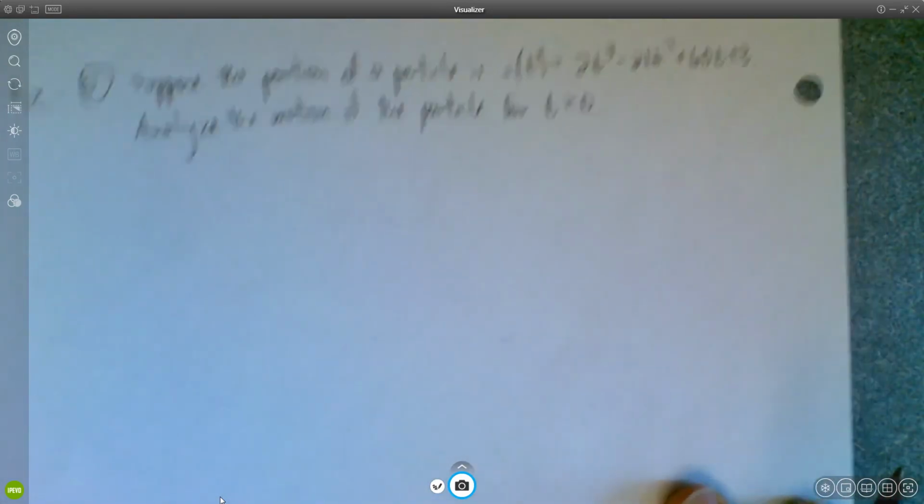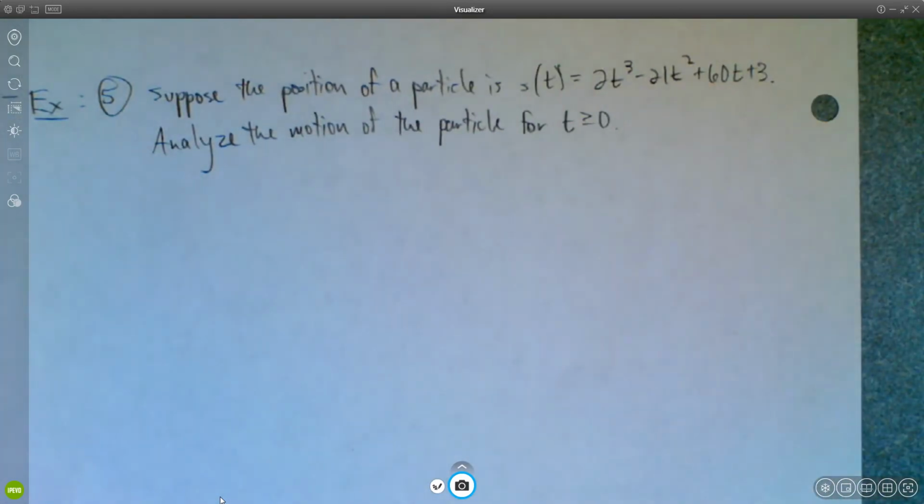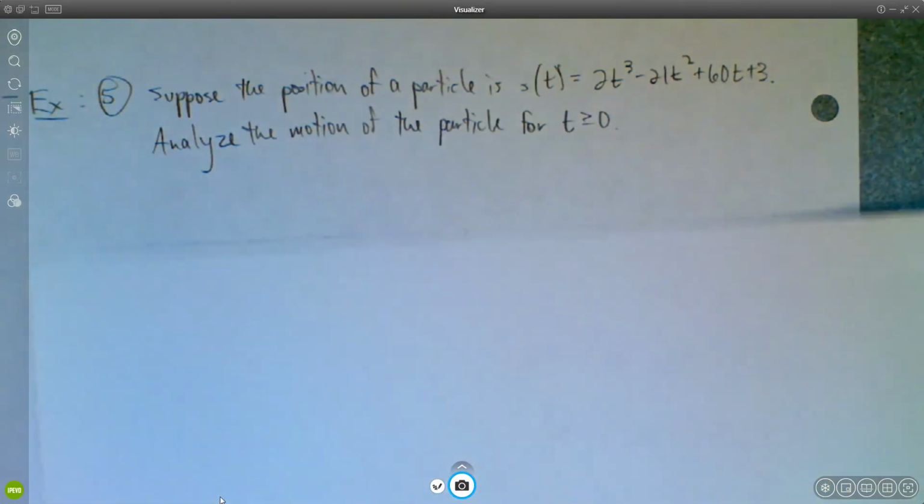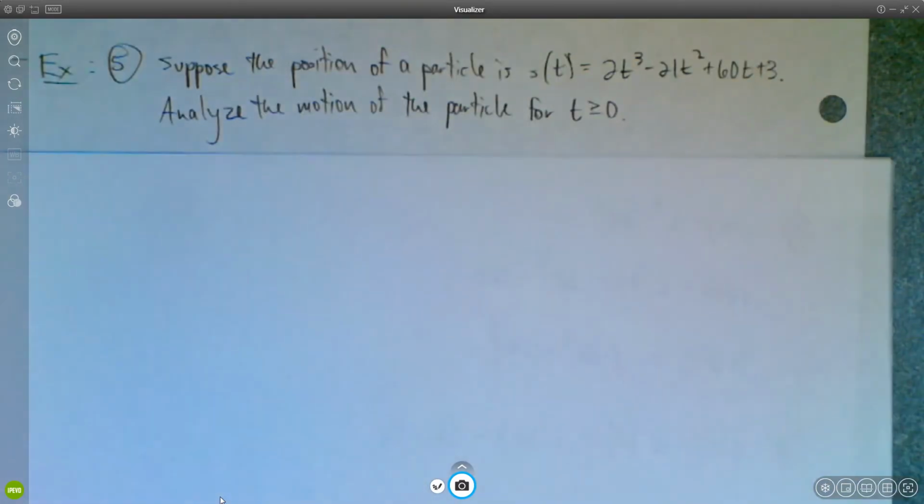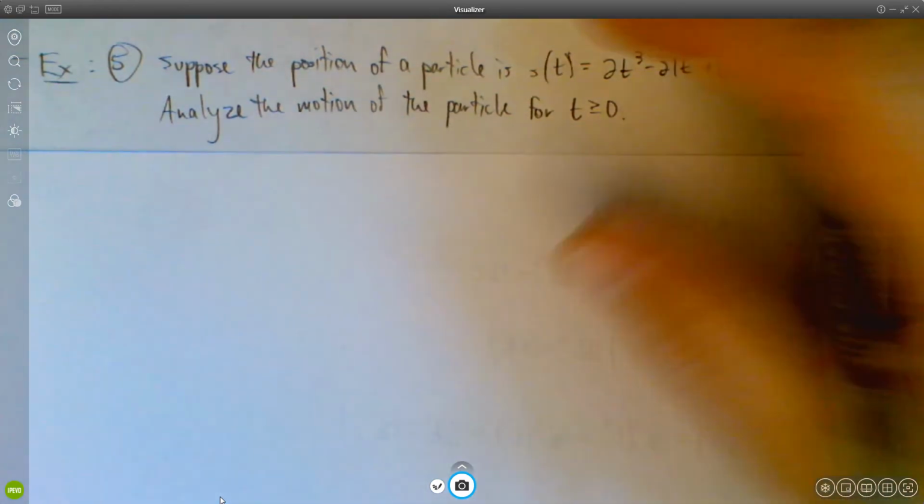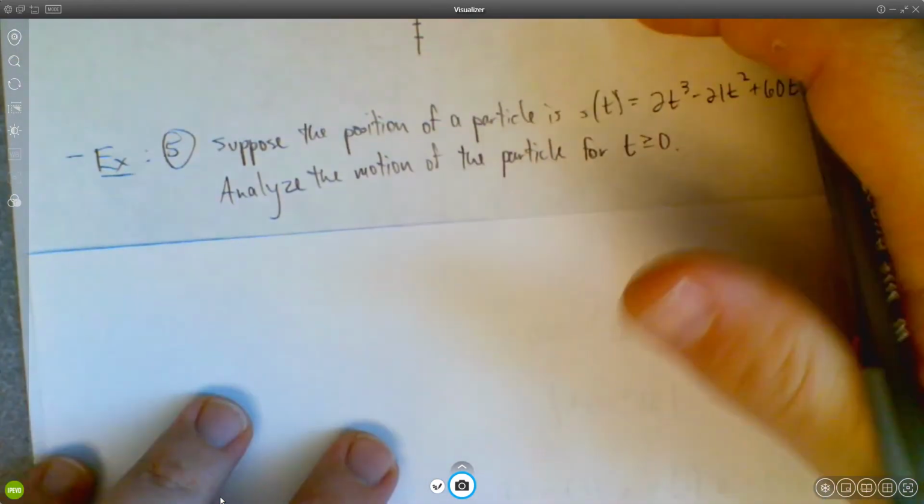Okay, but one more. Example 5 says, suppose the position of a particle is s of t equals 2t cubed minus 21t squared plus 60t plus 3. Analyze the motion of the particle for t greater than or equal to 0. So analyze the motion of the particle. What do they mean by that? Well, we can talk about the velocity and acceleration, of course.